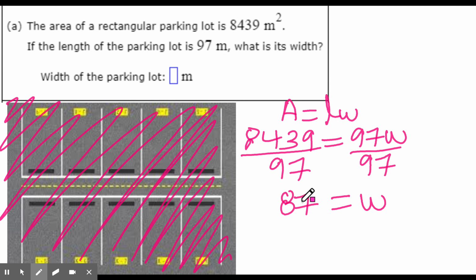I want you to check my work. Do you agree? Is 8,439 equal to 97 times 87? Or did I make a simple error?